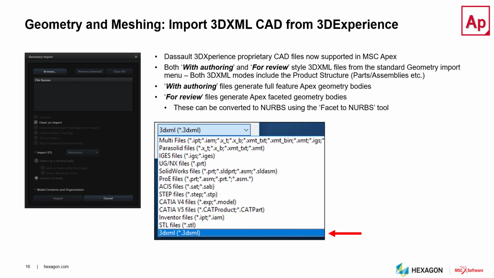Okay, so if you want to use Apex and import something and just look at the model and you don't want to change anything or interrogate it or mesh it or anything like that, then the for review option is for you. For everybody else that you're actually going to build a simulation model with, you want to choose the with authoring format, okay? And it'll come in with all the surfaces and points and locations and parts and assembly tree and all that stuff.